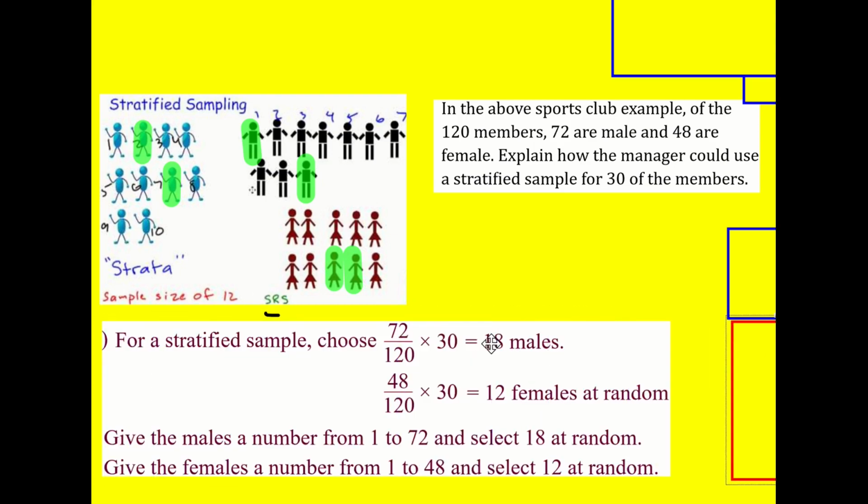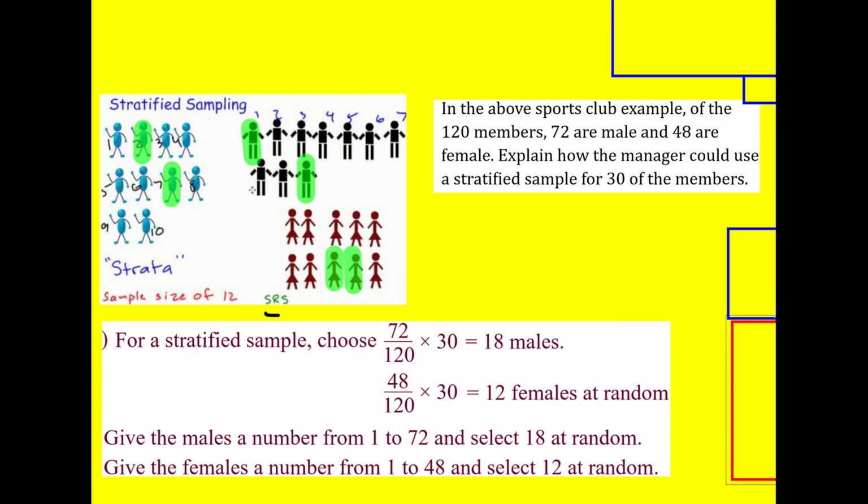So what you do is you find the proportion of people who are male, 72 over 120, and you'd multiply that by the number that you want, and you're going to get 18 in this case. And then you can work out 30 minus 18, or do the proportion of females, to get 12. Okay, so now you're guaranteeing that you're getting the right proportions of males and females.